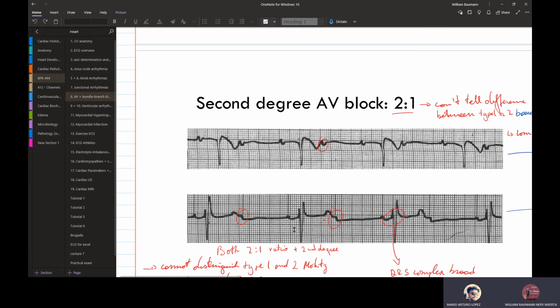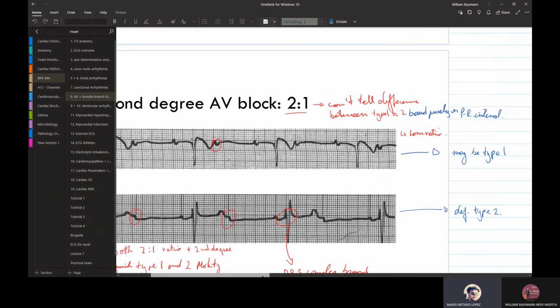More examples. Okay. And in this case, it's hard to detect the difference between type 1 and type 2 because, as you see, this one's okay. This one, you see here a P wave. You see here a P wave. Here's another one. So it's 2-to-1.